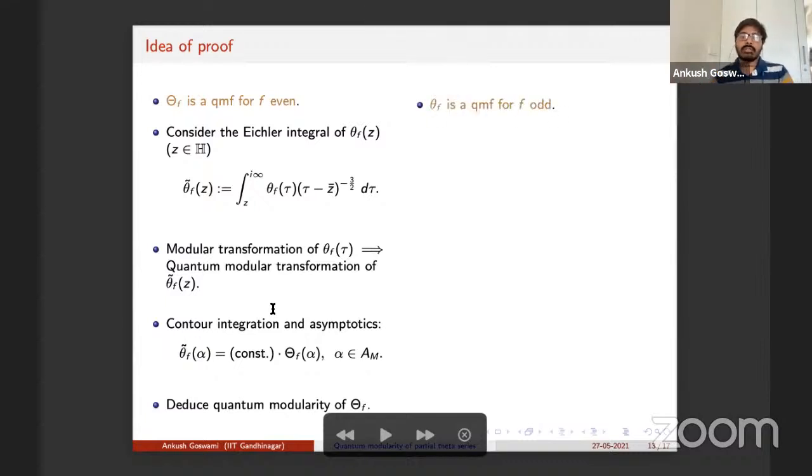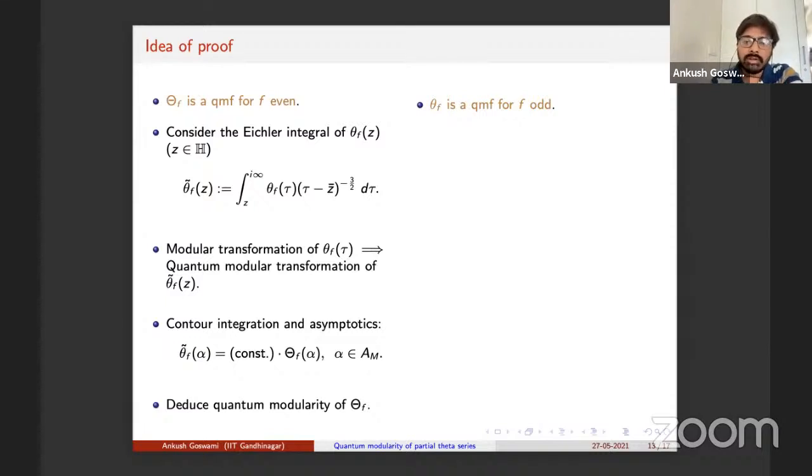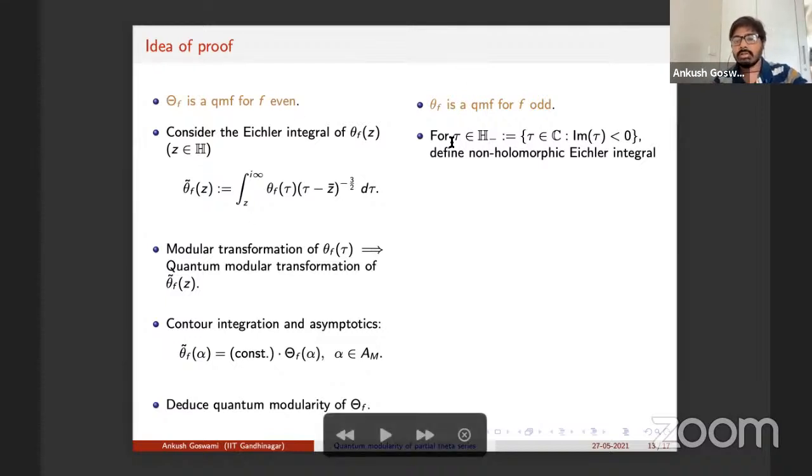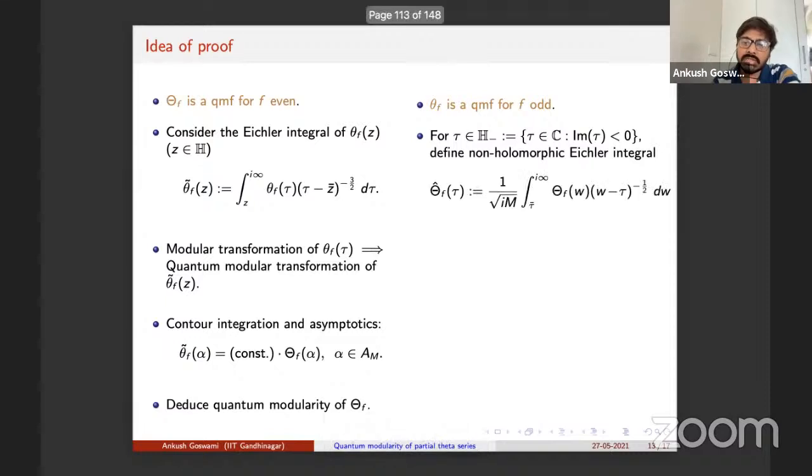For the second one, to show that small theta sub f is a quantum modular form when f is odd, what we do is consider a non-holomorphic Eichler integral, which is defined in the lower half plane. So tau belongs to H minus, the set of all complex numbers with negative imaginary parts. This time we define this non-holomorphic Eichler integral in this way.